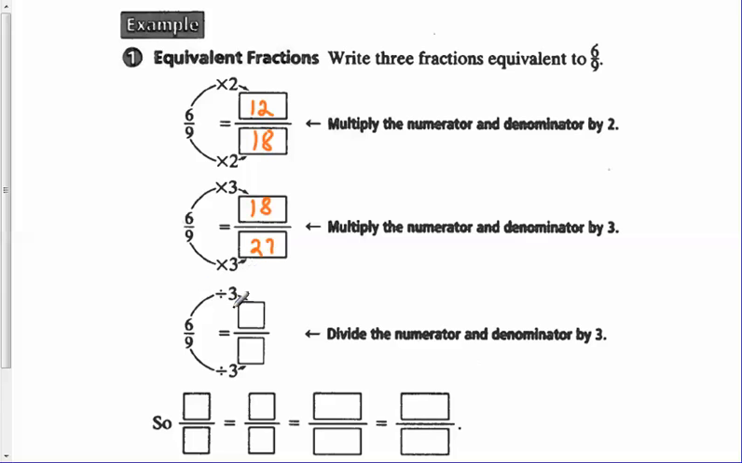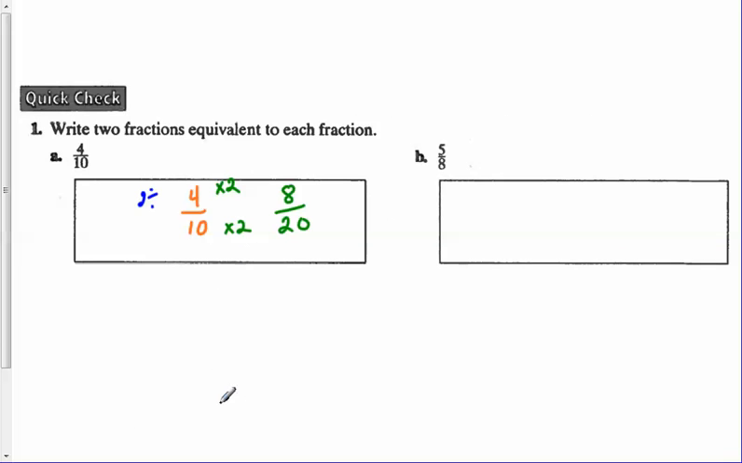We could go the opposite direction and simplify 6/9 because there's a common factor between 6 and 9, which would be 3. 6 divided by 3 is 2, and 9 divided by 3 is 3. So 2/3 is equivalent to 6/9. So 6/9 is equivalent to 12/18, which is equivalent to 18/27, which is also equivalent to 2/3. So you go ahead and practice. We'll get rid of this part here first. Go ahead and practice, and we'll check in a second.